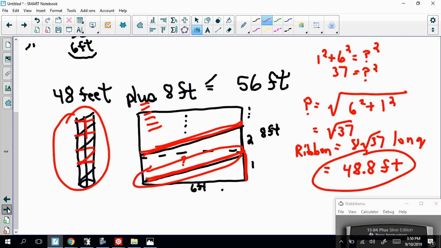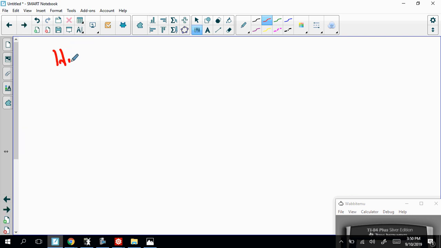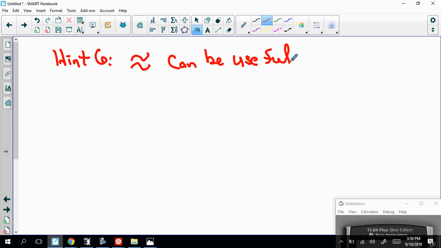All right, let's try hint 6. Approximations can be useful. Just like I did last problem, I was pretty sure the answer was under 56. And I knew it was a combination of the wrapping it around plus at least 8 feet. So I just kind of approximated, got myself in the ballpark.